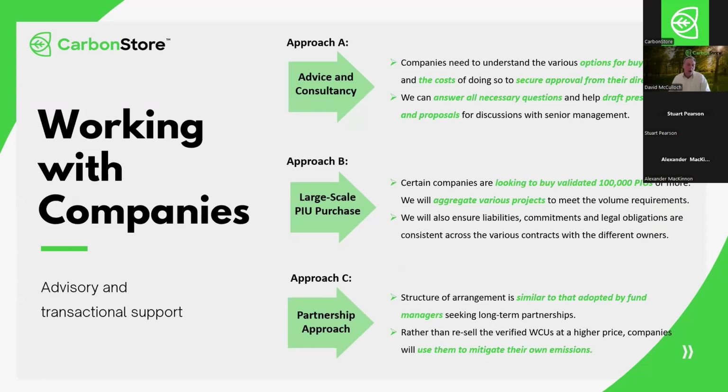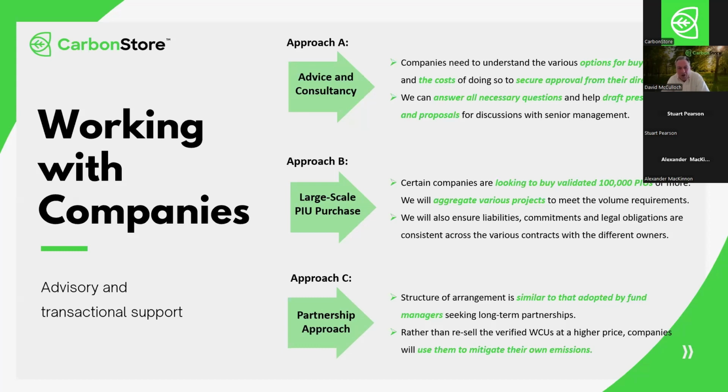Finally, we're also helping companies engage with landowners to secure carbon credits. And as the scale of their engagement grows, there are various approaches which they're adopting as well. We're offering consultancy type advice for companies contemplating the purchase of PIUs to understand what their options are, what the costs are likely to be. And the answers to the various questions very often then inform the presentations that sustainability managers make to their senior directors in order to then secure the budget approval, and we can help them inform their decisions.